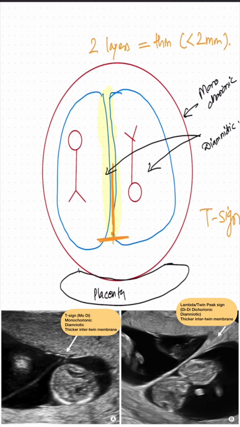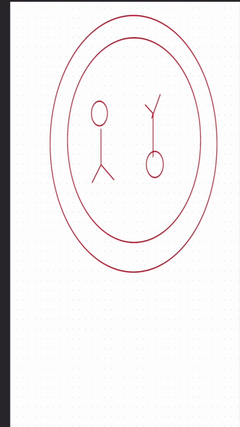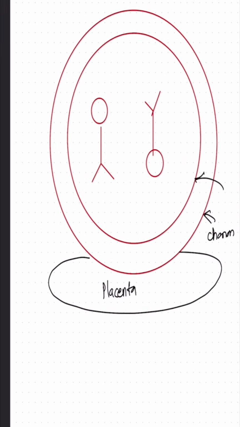The last one is the rarest, which is monochorionic and monoamniotic pregnancy. There is no intertwin membrane seen in this case.